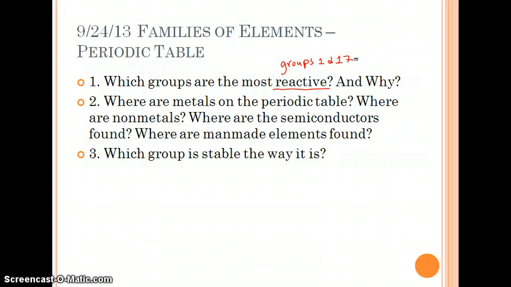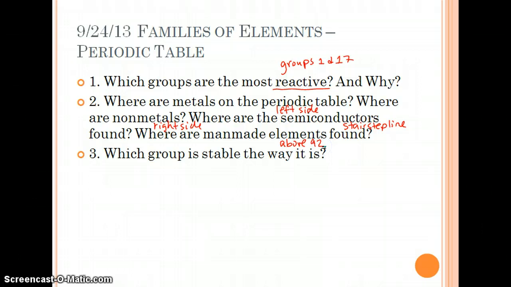Where are metals on the periodic table? The left side. Where are nonmetals? The right side. Semiconductors along the stair-step line. And the man-made elements above 92.